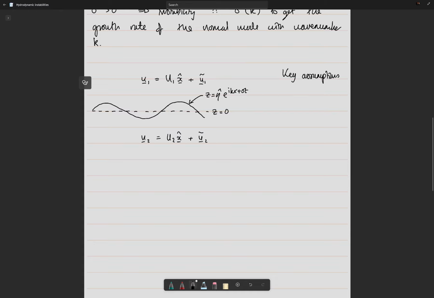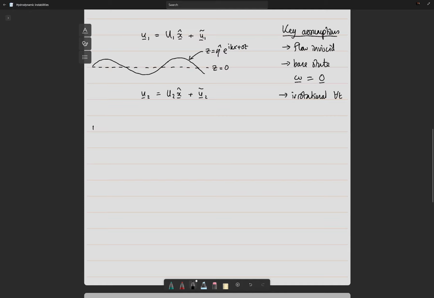Okay, so key assumptions that we're going to make here to make our life a lot easier is we're going to assume that the flow is inviscid. And notice in the base state there's no vorticity. And if you go back to the vorticity equation, you can see that if the flow is initially irrotational, it remains irrotational unless there's a body force acting on it, or we've got viscous effects leading to the generation of vorticity. We've got neither of those things, so the flow is irrotational for all time. Okay, that means that our perturbation velocities can be written in the form of velocity potentials. So we'll call these u1 tilde equals grad phi 1 and u2 tilde is equal to grad phi 2.